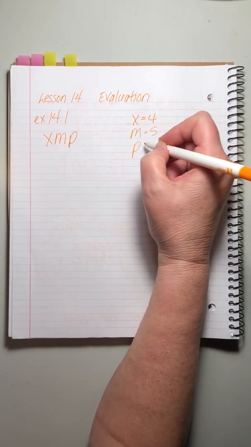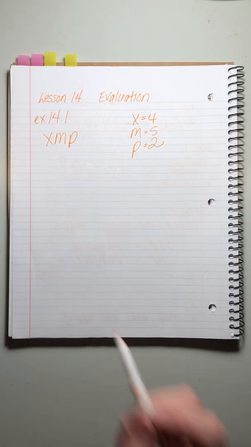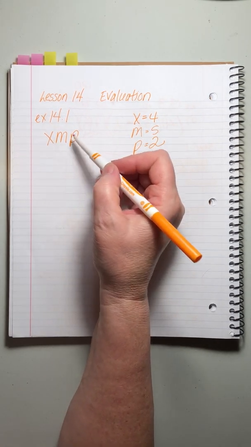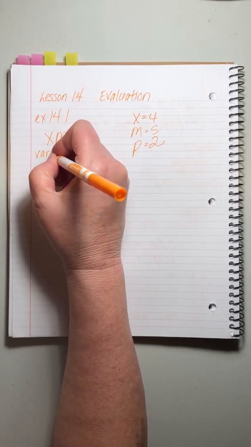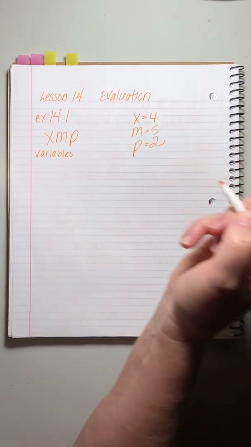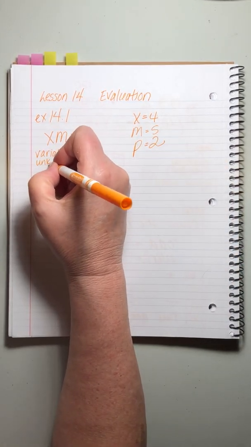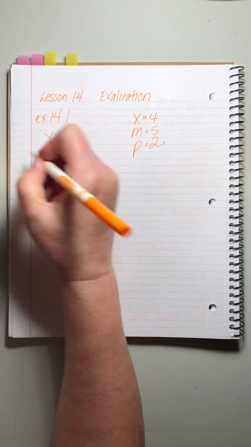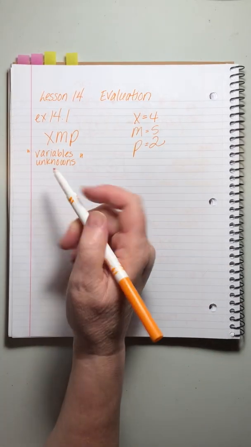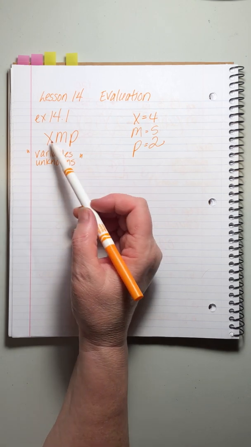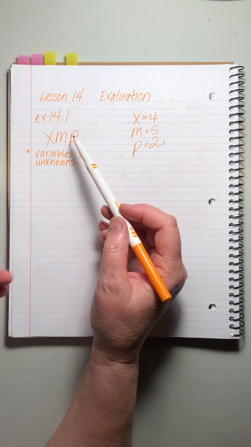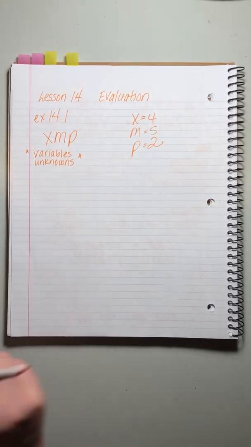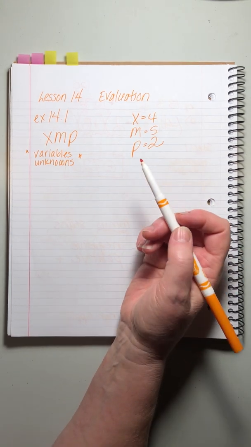and p equals 2. Now, just to put a little bit of vocabulary onto this, when we have letters in an algebraic expression like this one, we call them variables, or another word to describe them is unknowns, right? These letters, we can't do anything with as is. We can see we're multiplying three things together, but without additional information, this is meaningless.